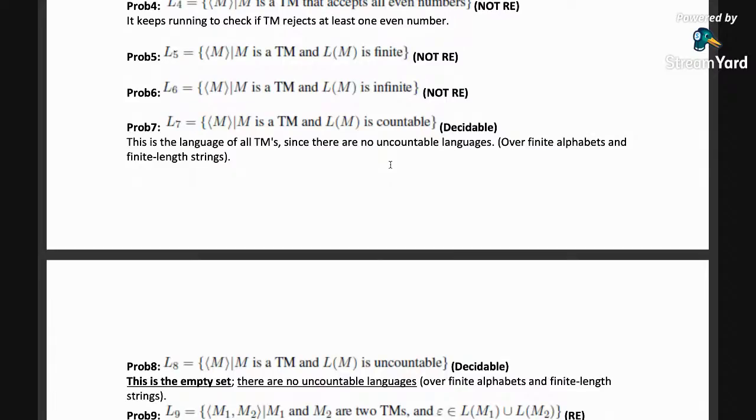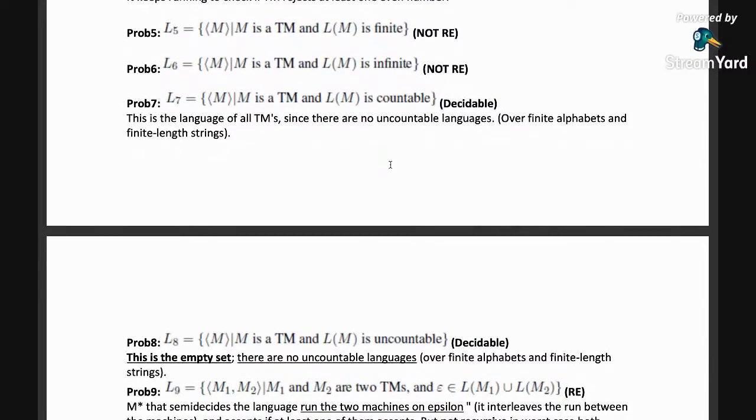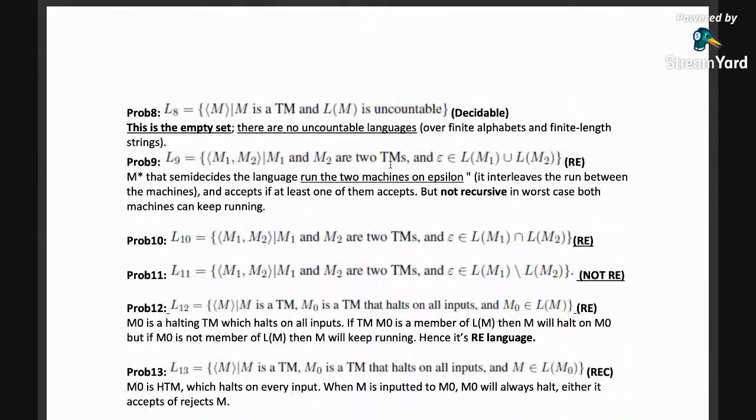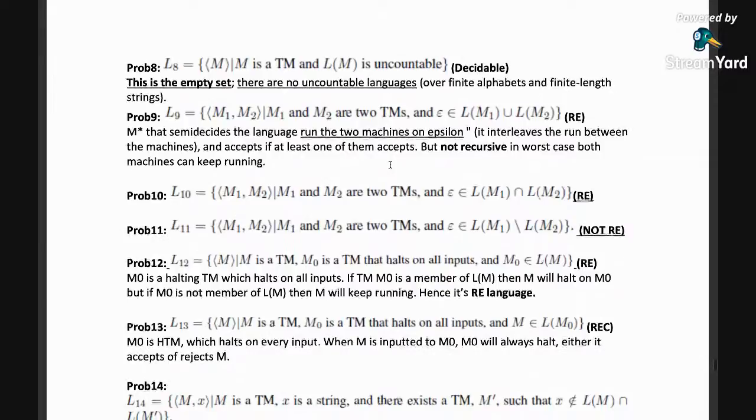Since there are no uncountable languages over finite alphabets and finite length strings. L8: M is a Turing machine and L(M) is uncountable. This is the empty set. There are no uncountable languages over finite alphabets and finite length strings.